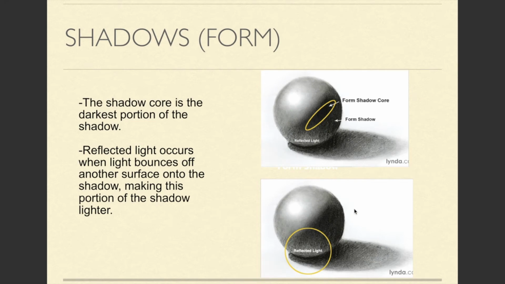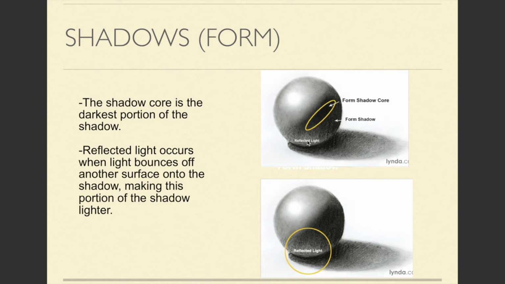Within the form shadow, you have the shadow core, and this is the darkest part of the form shadow. And then you have reflected light. This is where light hits one surface or object and bounces back onto the object in question. That's what you see right here.